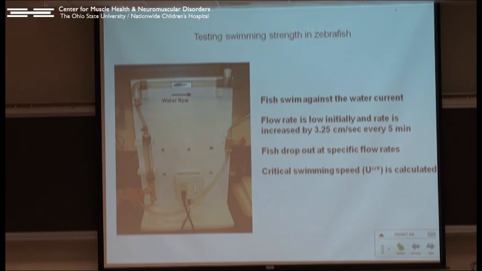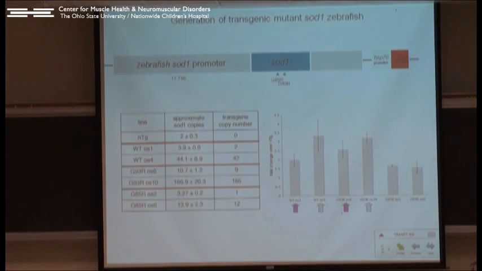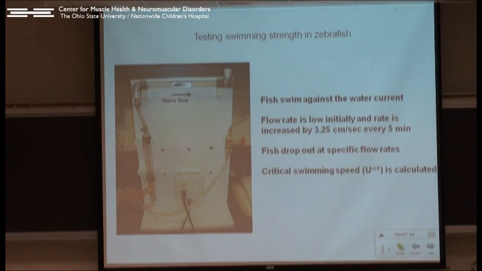So we had this built for us, and what it is, you have water flowing in a current along a tube, and then you put the adult fish in there, and it swims. Fish normally just naturally swim against the current. So these fish will swim against the current, and you turn up the current, you see how long the fish can maintain it before letting it fall back. And from that, you could calculate the critical swimming speed.